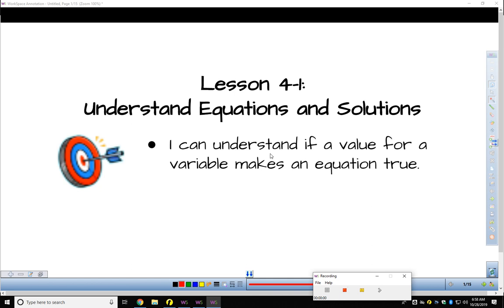Today we start topic 4, which surrounds equations and inequalities, writing them, solving them, understanding them. And so today we're just going to talk about understanding equations and what it means to have a solution to an equation. All right, so we're going to be able to understand if a single value for a variable would make an equation true.